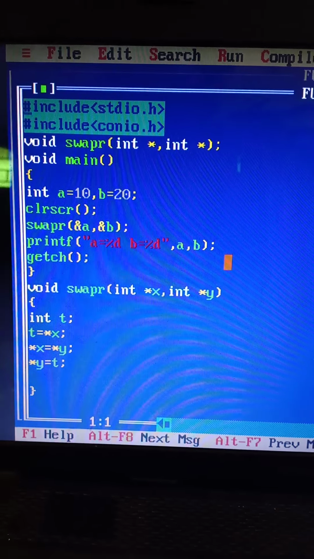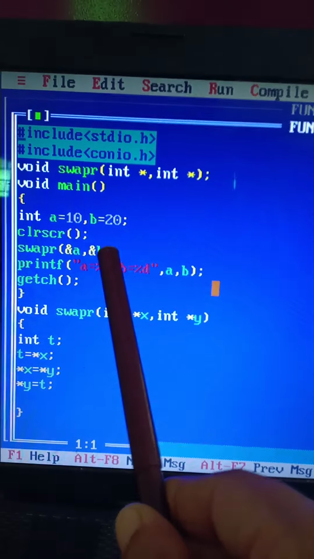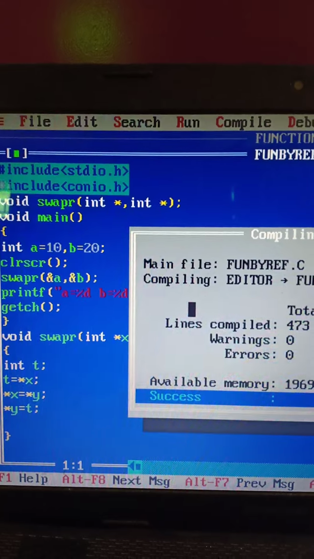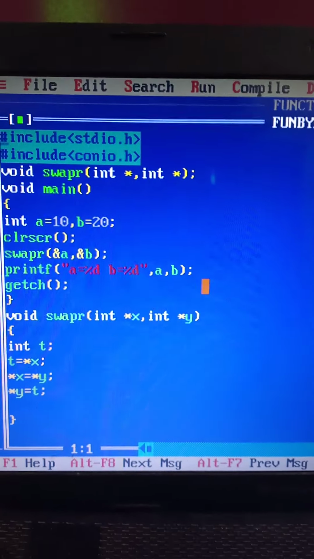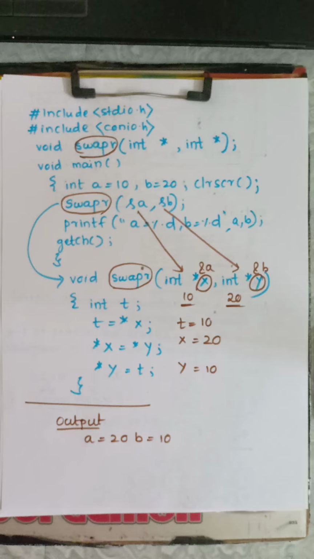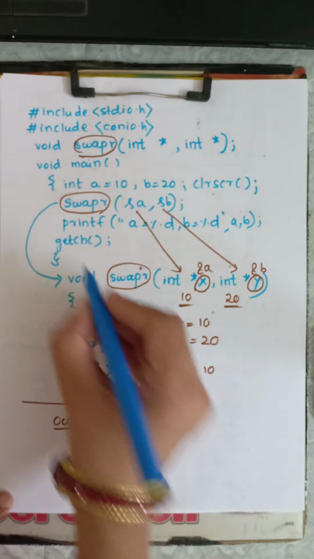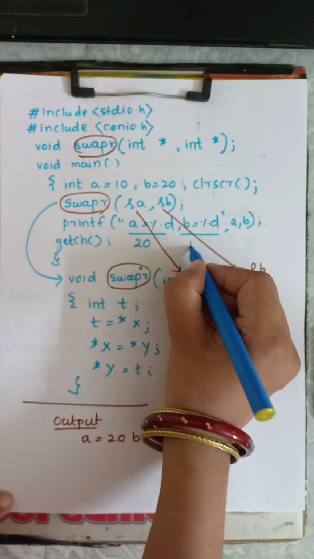First we check what the output is. Look here, what we pass is the address of a and the address of b. So first we compile this one. Look here, the errors are 0. Now we execute our program. Look here, a equals 20, b equals 10, after we change the values. After this operation, this value has changed. Now this value is 20, this one is 10.